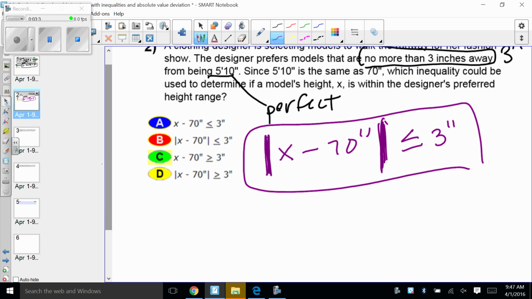Again, we're not solving, we're just getting it set up, getting comfortable with absolute value deviation. So the correct answer should be B.